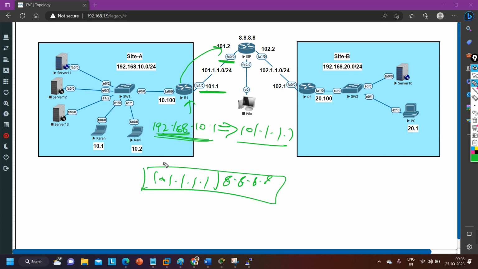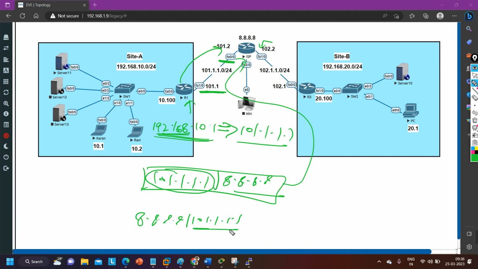And now this router is going to forward this traffic to ISP. This time ISP will check the destination, which is 8.8.8.8, and where this traffic is coming from. Source is 101.1.1.1. That means this is a public IP address. This is allowed on this interface. So this ISP will generate a reply where source will be 8.8.8.8 and destination will be 101.1.1.1, because in the traffic the source is this public IP address. So ISP will generate a reply for this destination.